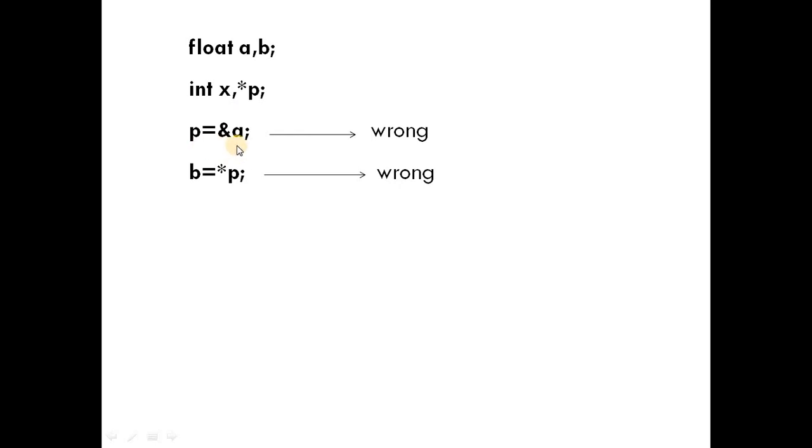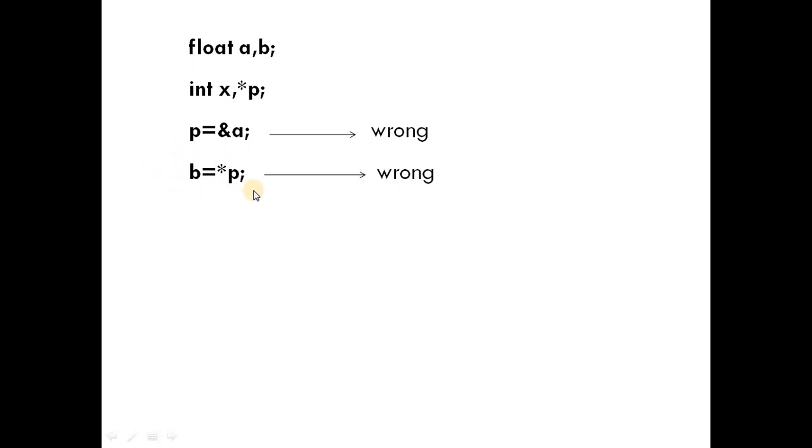This statement will not get executed because it is a wrong initialization. Okay, understood? I shall repeat. p is a pointer variable which is going to point to an integer data type. But in this statement we have initialized p to the address of a, but the data type of a is float. So this is a wrong statement.